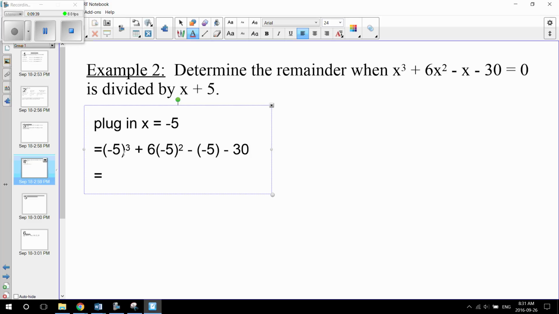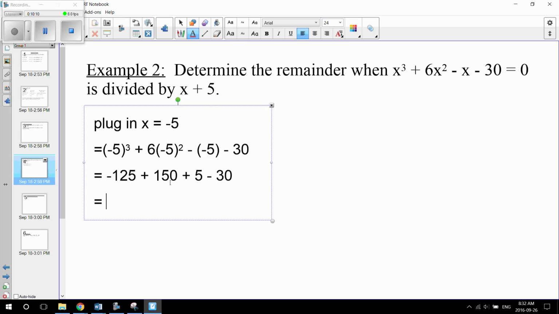So when we have negative 5 cubed, that leaves us with negative 125. Negative 5 squared is 25, and we're going to multiply that by 6, so 25 times 6 gives us 150. And then minus a negative 5 is actually just plus 5. And we still have our minus 30 at the end.